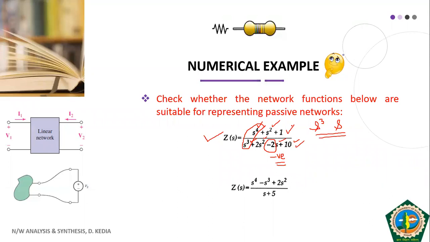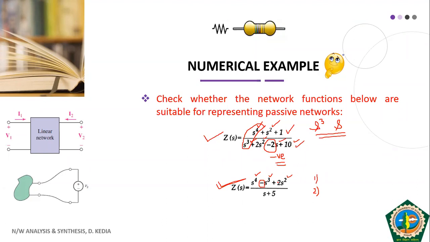Now let us see the second network function. If you look at this carefully, the first thing that we notice is that we have one coefficient negative in the numerator. This is point number 1. Second point: if you look at the numerator carefully, we have power 4, power 3, power 2, so some terms are missing. We must have an s raised to power 1 term here, and we must have a constant term here. Those two terms are missing, because both even and odd terms are present here.